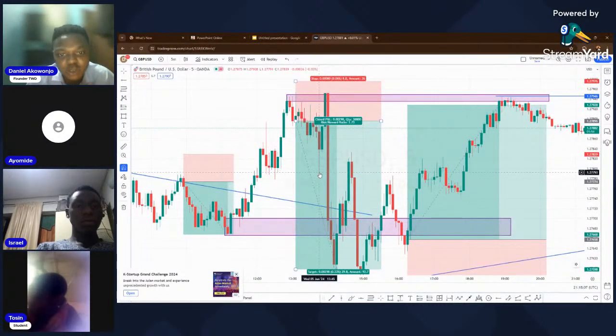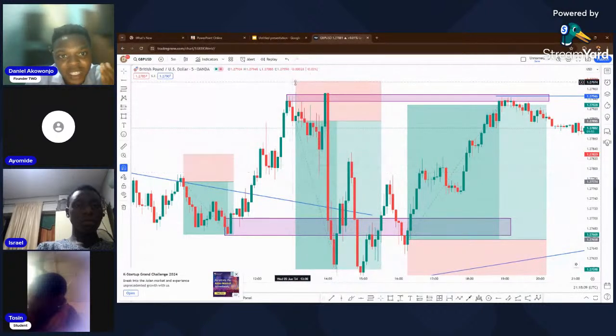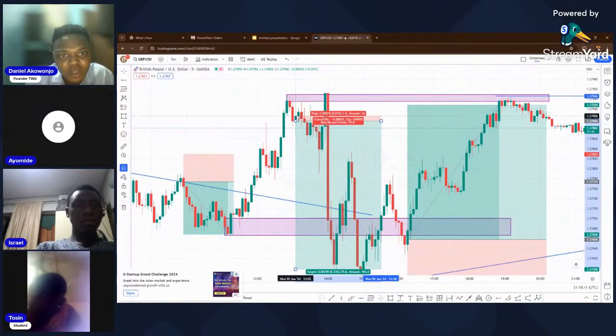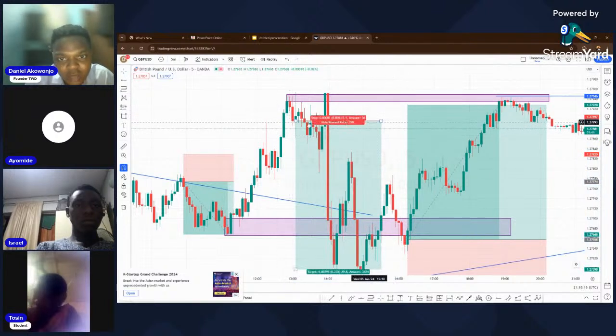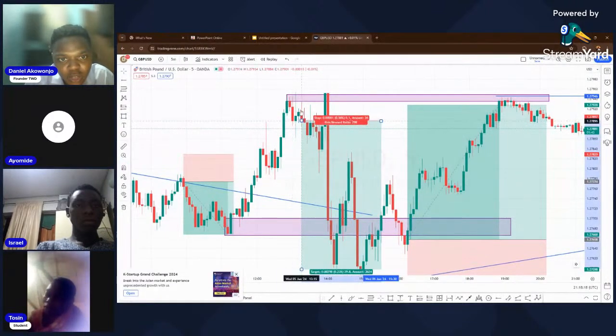It is advised that you do something which is called break even. What does break even mean? Break even means you want to move your stop loss, you see, to your entry point. You want to move your stop loss to your what? To your entry point.